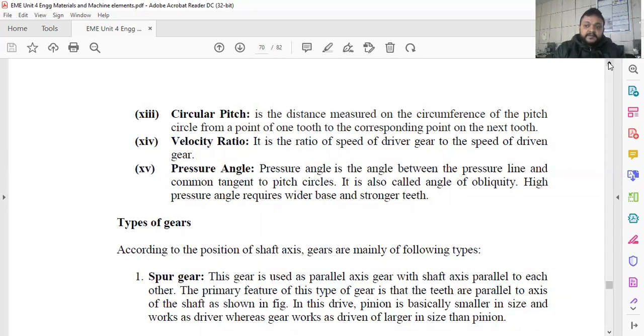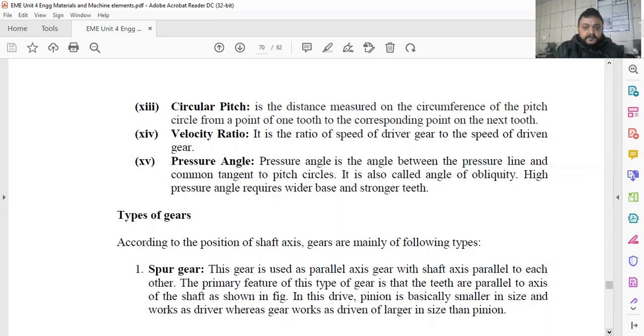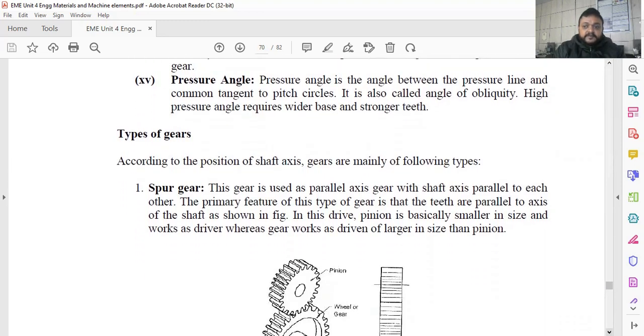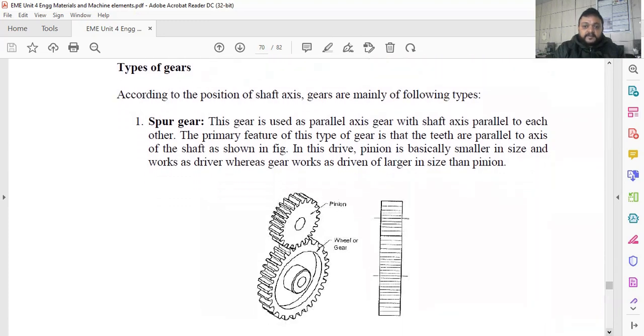And pressure angle is the angle between the pressure line and the common tangent to the pitch circles. So two pitch circles are there when two gears are meshing with each other. Okay, so this is about the simple terminology of gears. Now we have basically four types of gears.